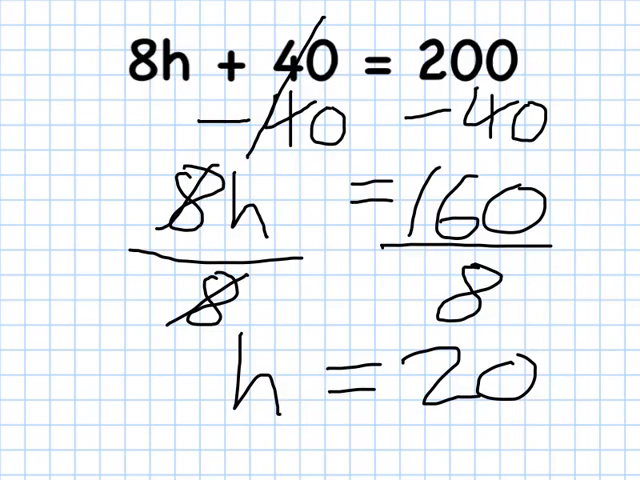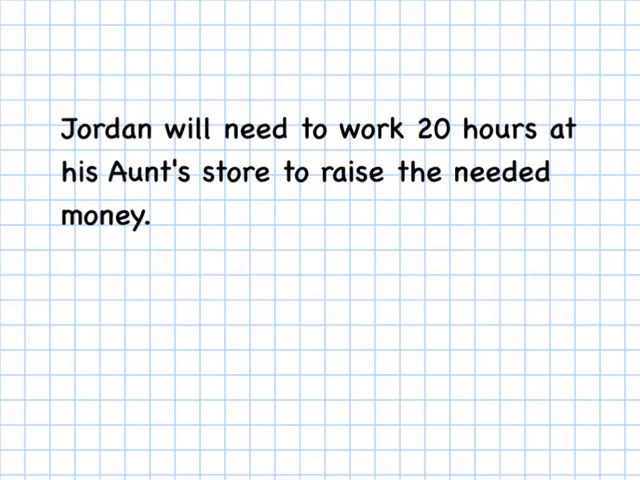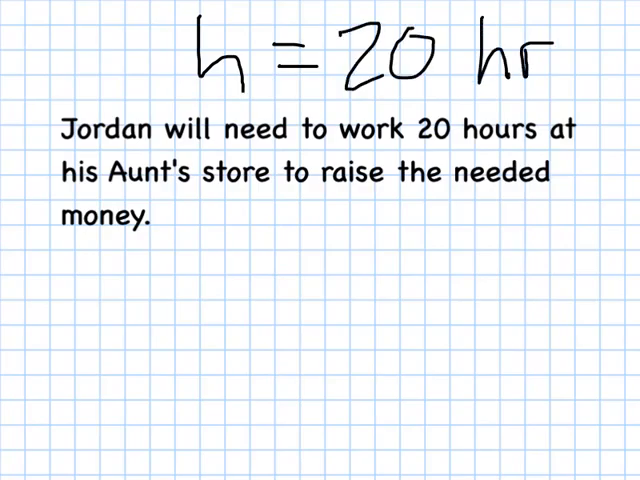The number of hours that he'll have to work at his aunt's store is 20 hours. Now that was just solving the equation part. Of course we have to go back and see how we actually answer the question. From the previous step, h is equal to 20 hours, because there are units there. So our answer is: Jordan will need to work 20 hours at his aunt's store to raise the needed money. And of course, we go back and make sure that it really answers the question.